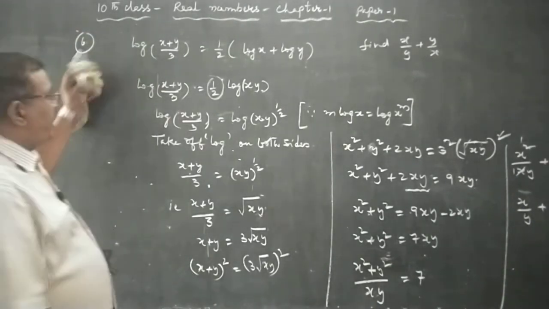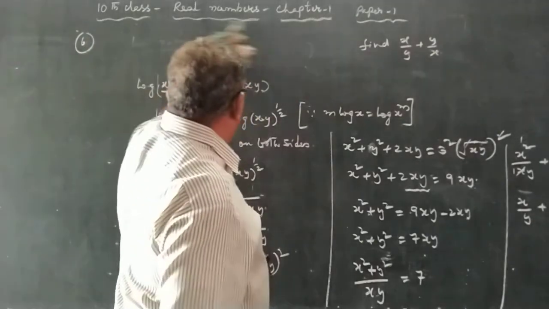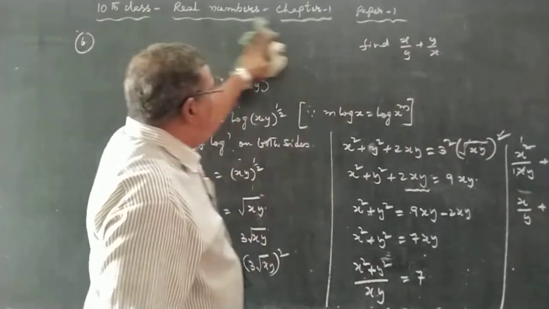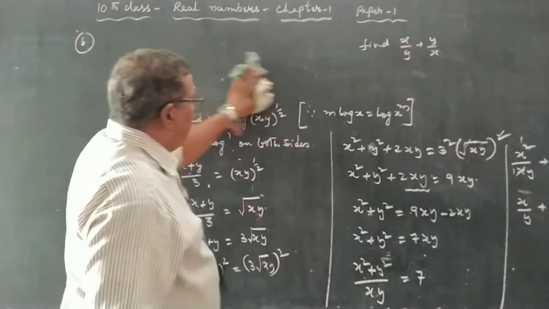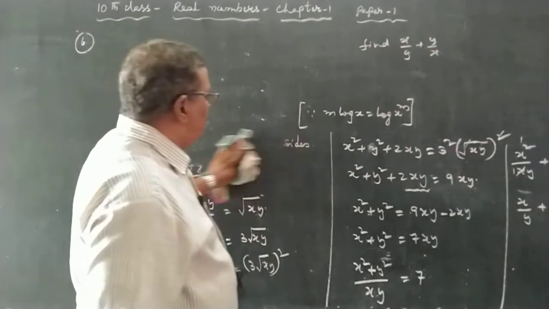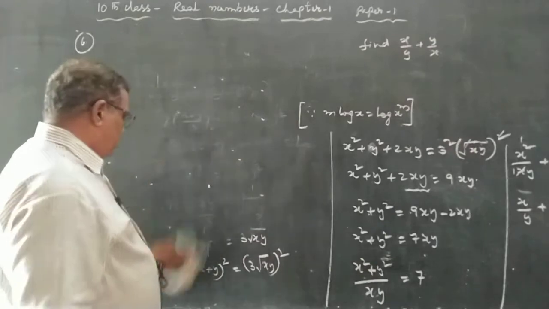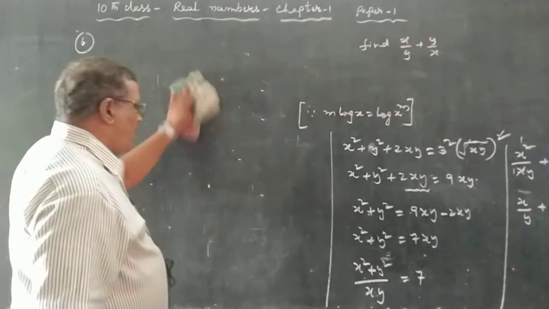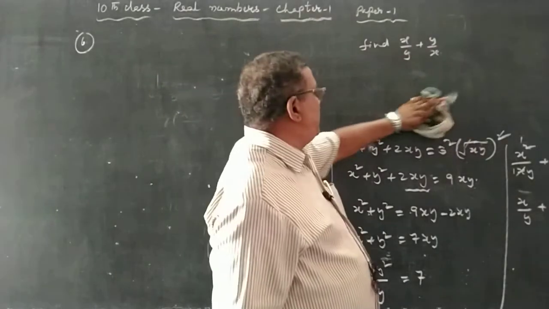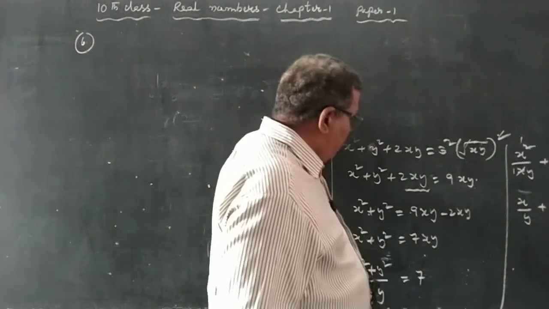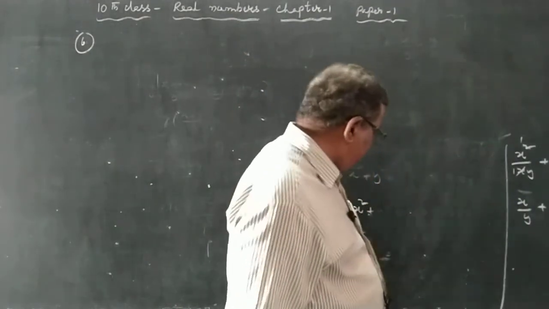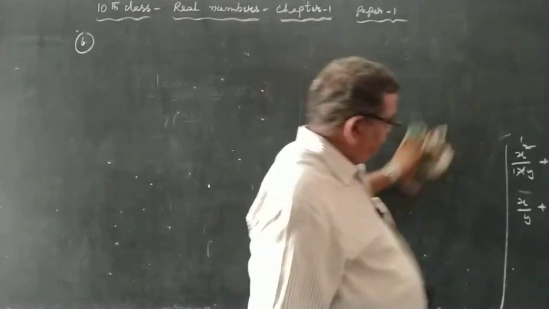Read the problem thoroughly. That is 0.23 power x equal to 0.23 power y is equal to 1000. Then find the value of 1 by x minus 1 by y. Same problem but a little bit of a different method. We have to solve that one.